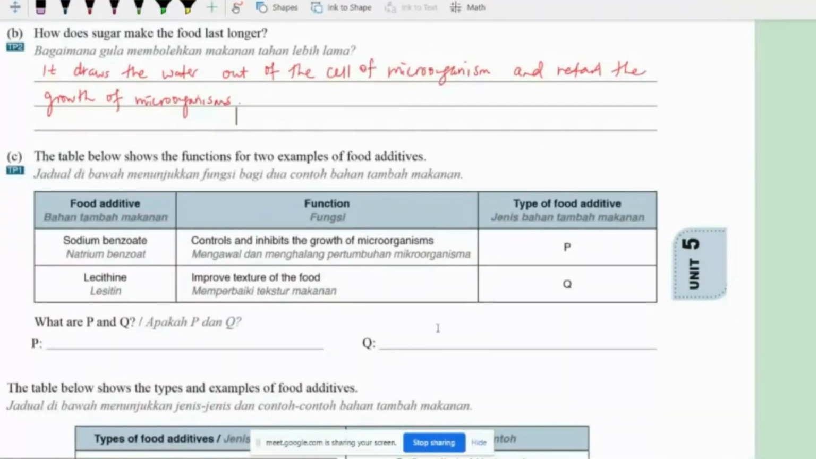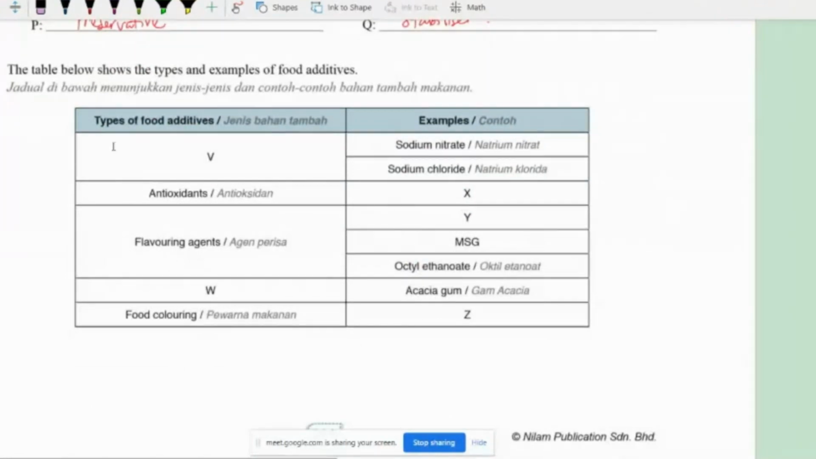Next, C. P and Q. Sodium benzoate is under what? And then Q is under what? This one I would like to ask Valerie. Did you write something? P is what? Q is what? Valerie, did you write answers for this? P, preservative. Q? Okay, Q is the stabilizer. Good, correct. So let's check. Next, question number 2.